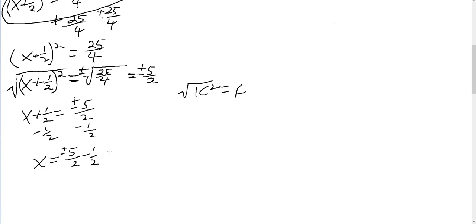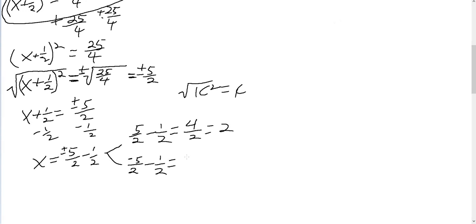Now we're going to split this up into 2. First the positive 5 over 2 minus 1 over 2, and negative 5 over 2 minus 1 over 2. You could plug this into your calculator as a fraction, and you should get 4 over 2, which is 2, and negative 5 minus 1 is negative 6 over 2, which equals negative 3. Okay, and we're getting the same answer still, which is good. That's what we're supposed to be doing.